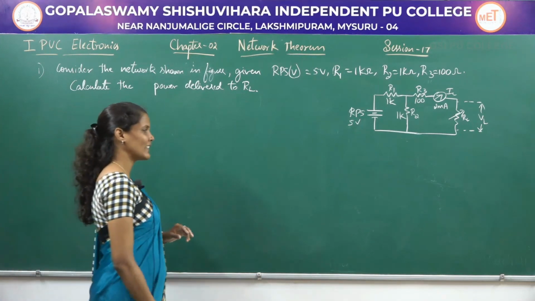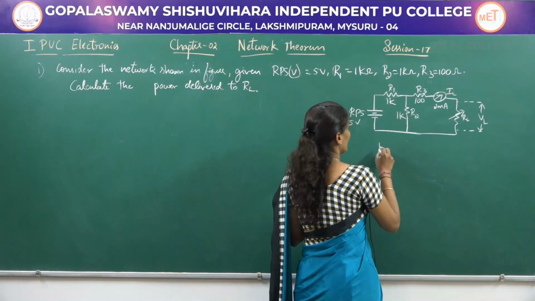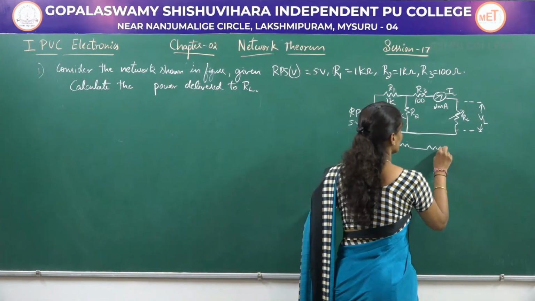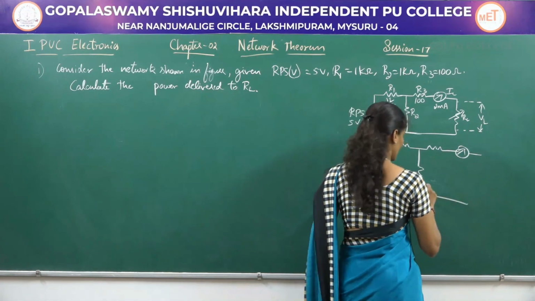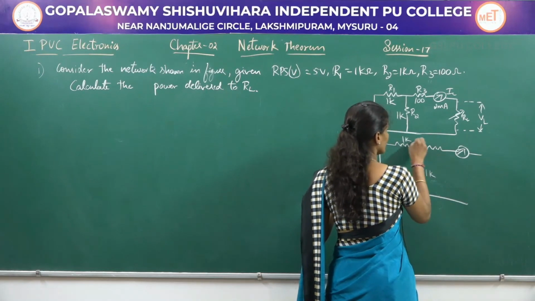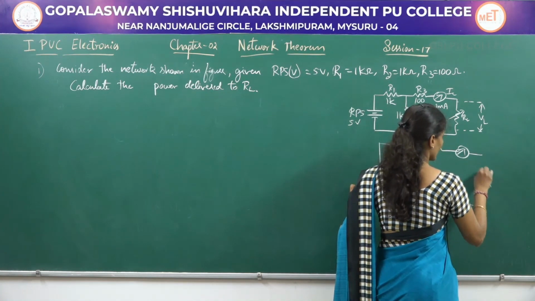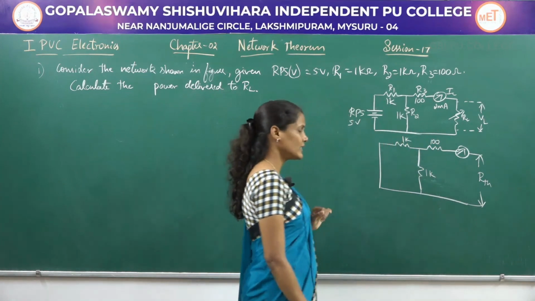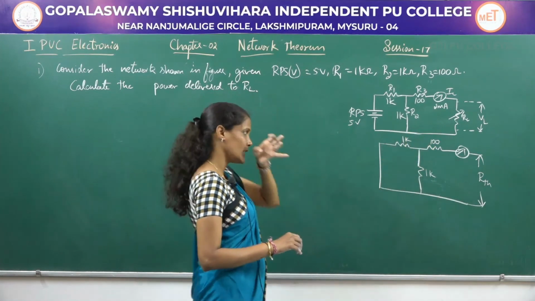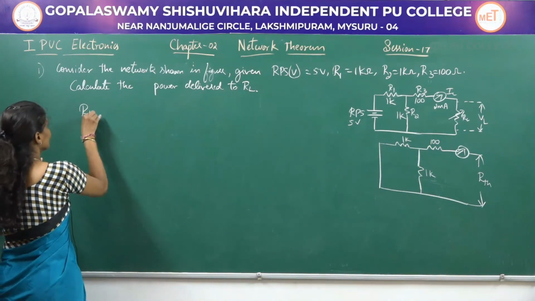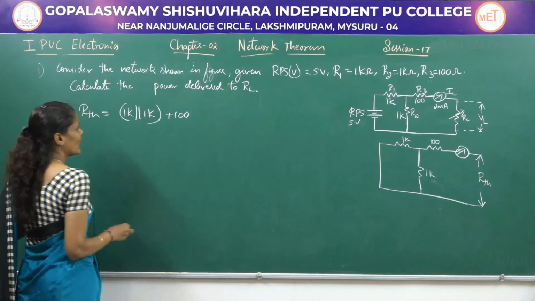So, let us first find out R Thevenin, for which you have to remove this load resistance RL and short the voltage source, that is 5 volts. R1, this is R3, and here we are having a current source. This is another load whose value is equal to 1K, and this is equal to 100. These are the 2 points across which you have to measure what is called as R Thevenin. This 1 kilo and 1 kilo is in parallel, and that parallel combination is in series with 100 ohm. So, R Thevenin is equal to 1 kilo parallel to 1 kilo, which is in series with 100 ohms.